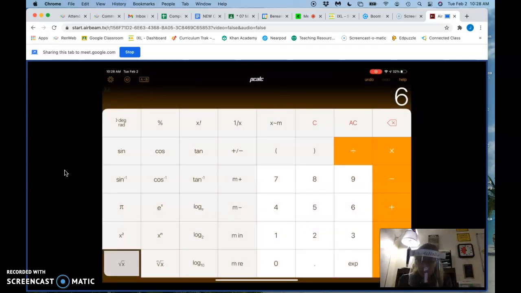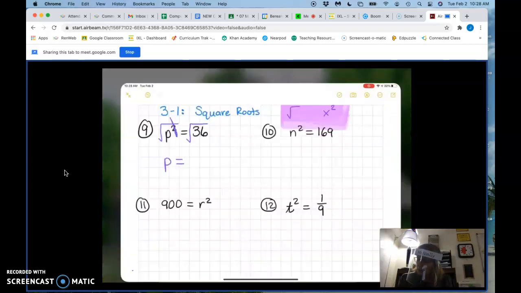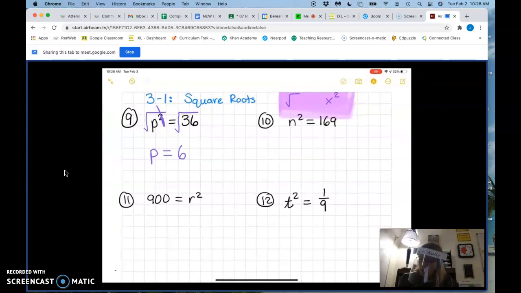Square root of 36, good, is 6. So if I use the radical sign to get rid of that squared on the p, I take the square root of both sides, then p is going to equal 6. Let's do it again.